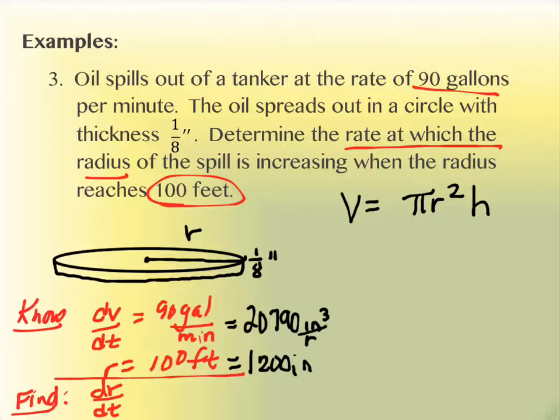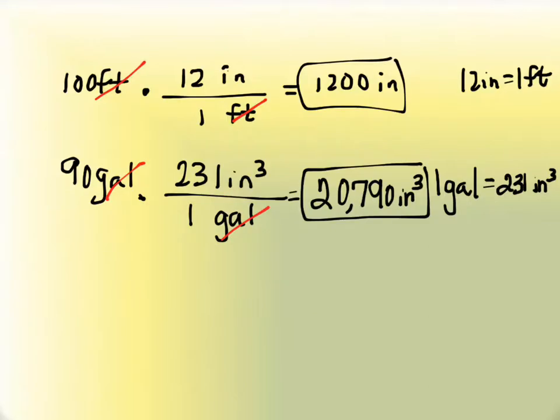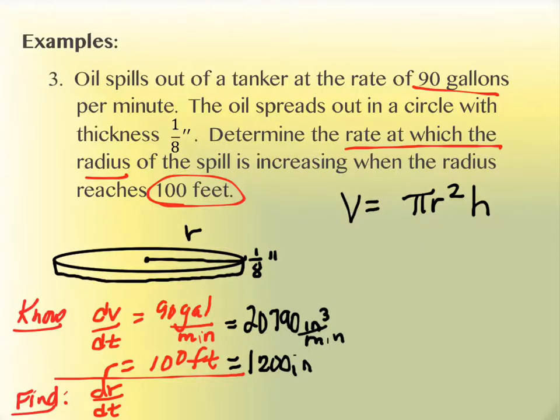And this is inches cubed per minute. I should have written it per minute over here. And the minutes will still be part of the answer, or part of the quantity. Okay, all of the units now match. They're all in inches, and that's what they need to be. They all need to match in order to use them in the problem.